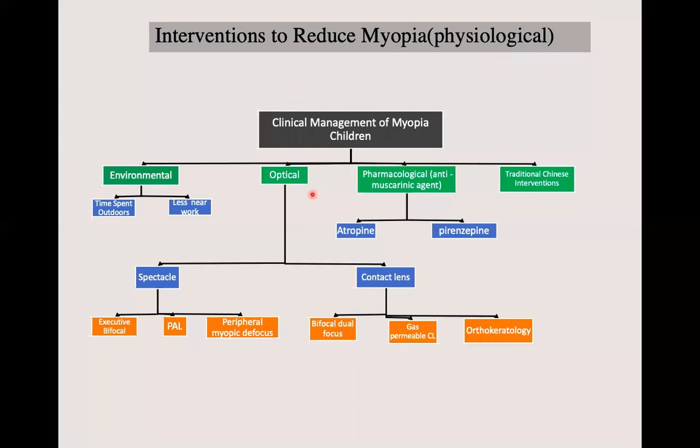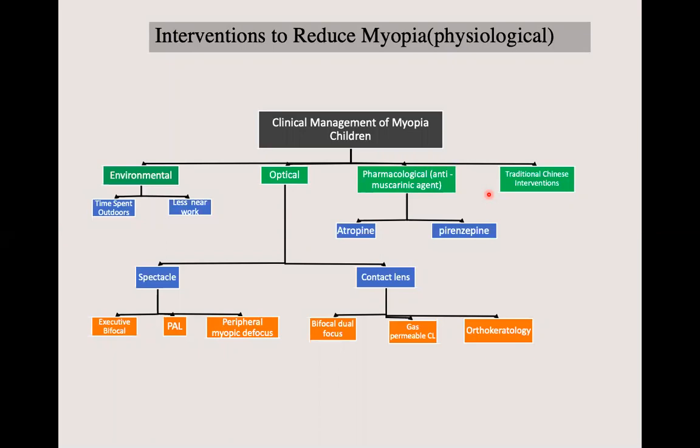First, environmental factors: how can we change the environment, and how can the environment affect myopia progression and its delay? Optical factors: how spectacles correct myopia progression, and how contact lenses stop or prevent the progression of myopia. And some pharmacological agents, anti-muscarinic agents like atropine and pirenzepine, how they are used for myopia progression control. And last, traditional Chinese interventions, which are not so scientific, but I'll be talking about these for controlling myopia.